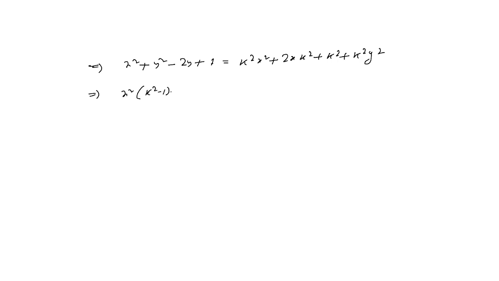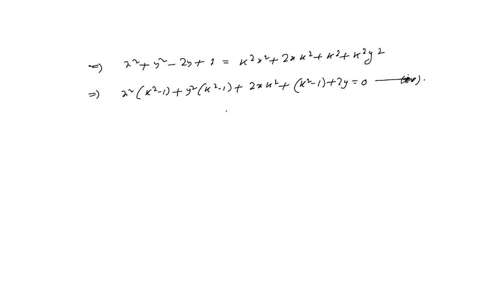So from this you can write x square plus y square minus 2y plus 1 equals k square x square plus 2x plus 1 plus k square y square. Then you will just simplify it and write x square into k square minus 1 plus y square into k square minus 1 plus 2x plus k square minus 1 plus 2y equals 0. So just you will take it as double star.